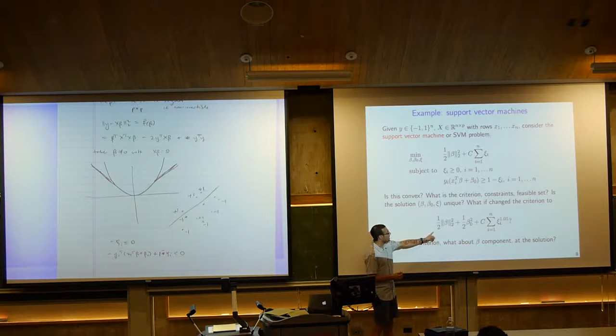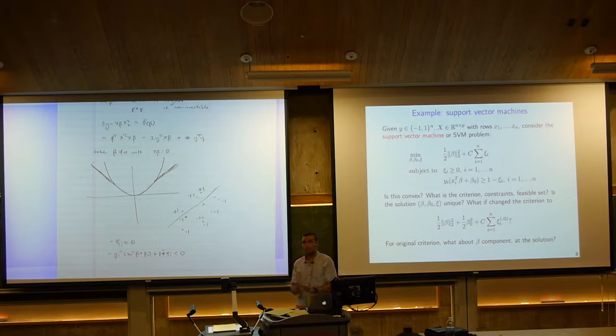Here I ask what happens if we change the criterion to something a bit weird. So you can think about that. This is another interesting question. What if all I wanted was actually uniqueness of the part determining the hyperplane, beta? Not the slack variables, but the part determining the hyperplane.